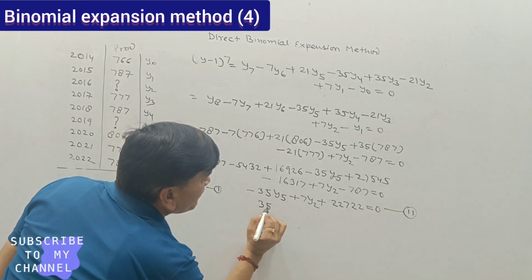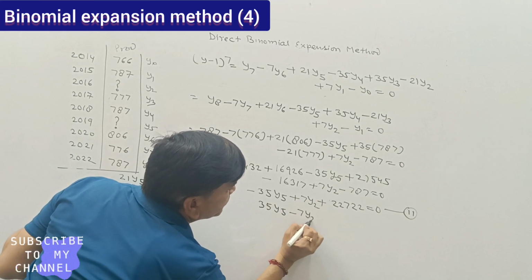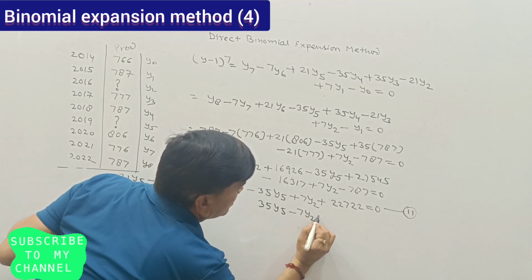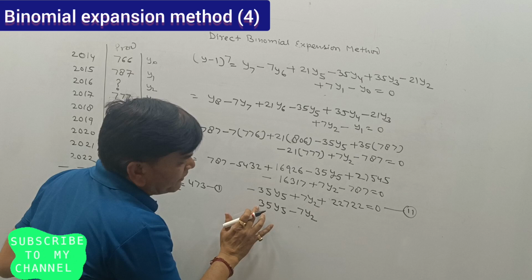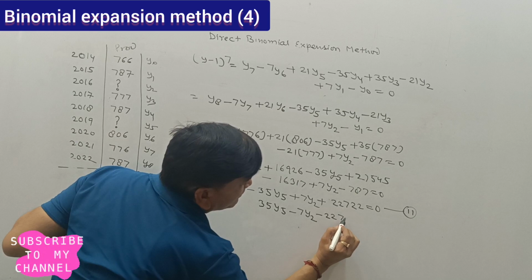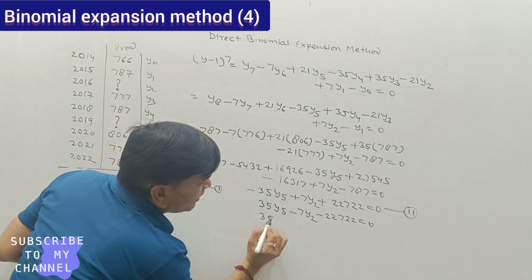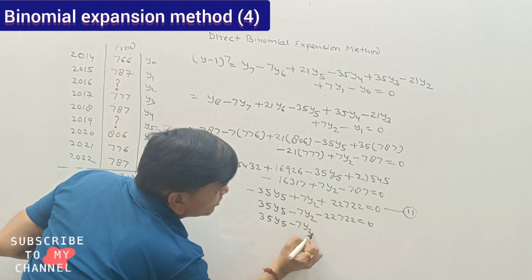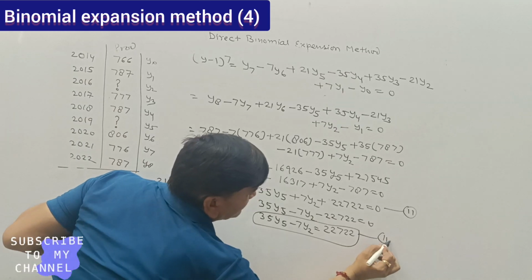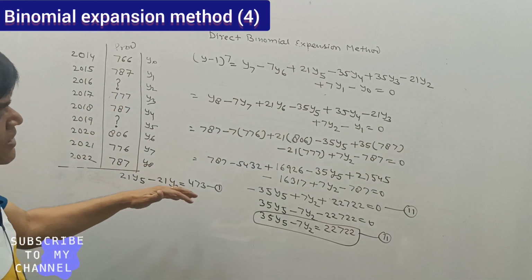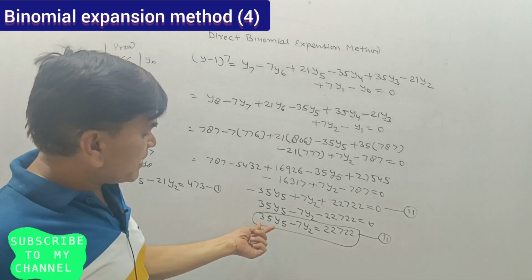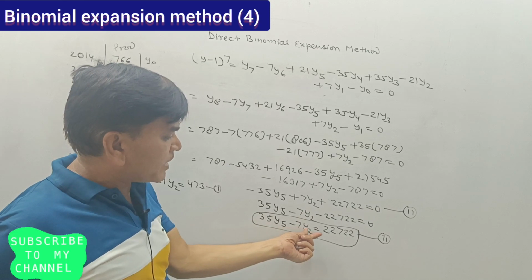We can write 35y5 minus 7y2, we are taking 35, changing the sign, and 22722 is equal to 0. So 35y5 minus 7y2, that is 22,722. This is our second equation. So we have got two equations. First equation is 21y5 minus 21y2, that is 473, and second equation is 35y5 minus 7y2, that is 22722.